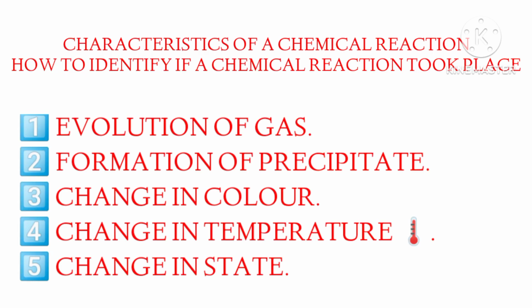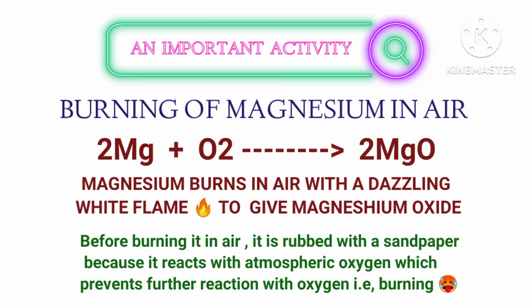Characteristics of a chemical reaction. How to identify if a chemical reaction took place. 1. Evolution of gas. 2. Formation of precipitate. 3. Change in color. 4. Change in temperature. 5. Change in state.